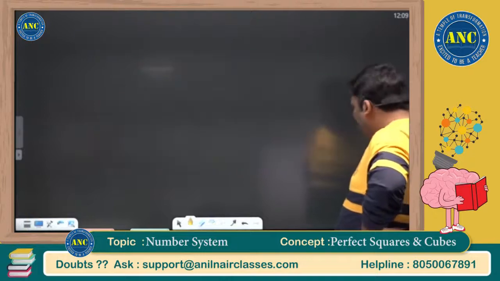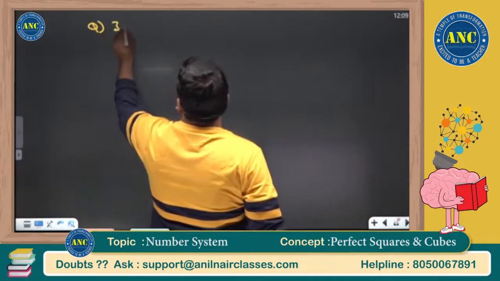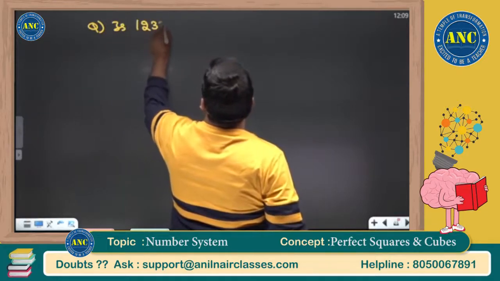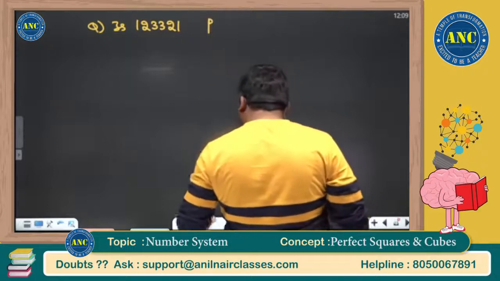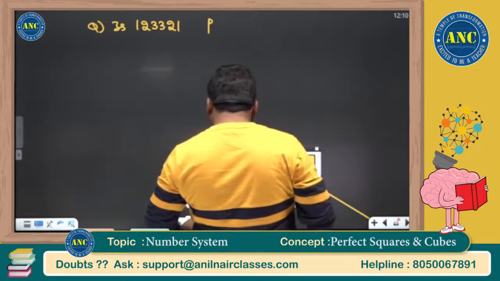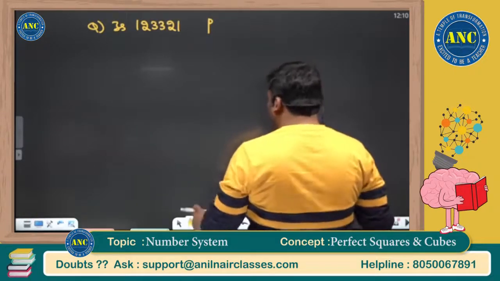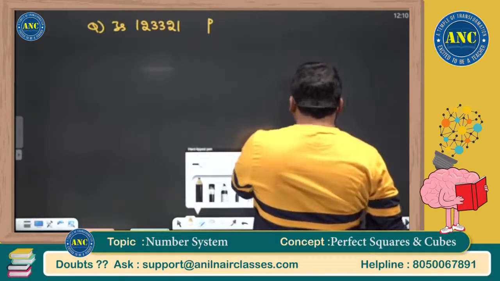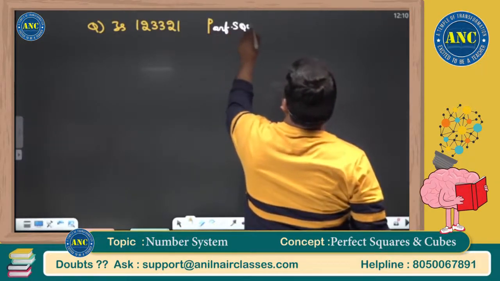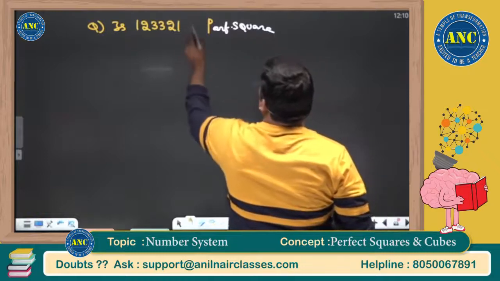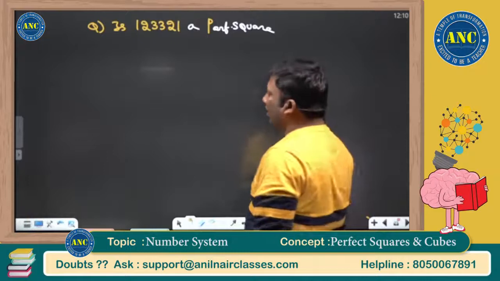Now see here. Questions. Please write down, sir. Is 123321 a perfect square? Without doing the fundamentals, let us not solve the problems. Is 123321 a perfect square? How to check whether a number is a perfect square or not?